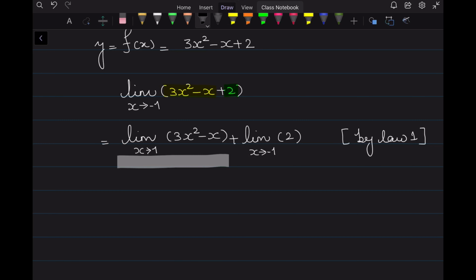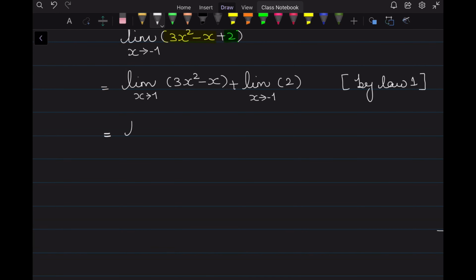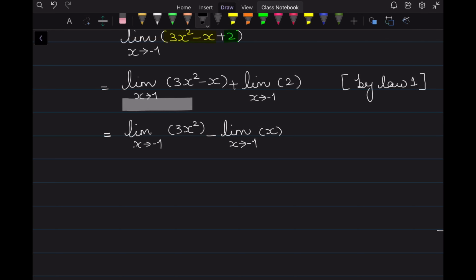Similarly, I can write this limit using the difference law. And according to which I will write this as the limit as x approaches minus 1 of 3x squared minus the limit as x approaches minus 1 of x. So the difference law says that the limit of a difference is equal to the difference of the limits. And in our list of limit laws, you can find it as law number 2.